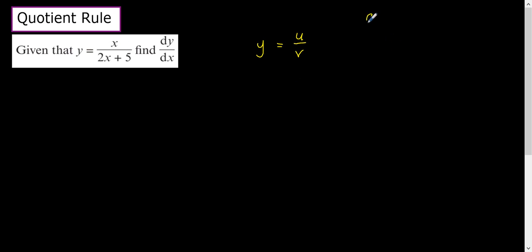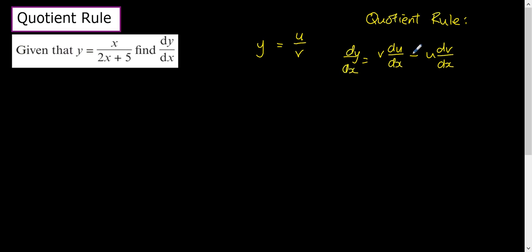And the quotient rule for differentiation is as follows. It's very similar. So dy by dx is v multiplied by du by dx, same as before. This time I'm going to subtract u multiplied by dv by dx. Rather than add, I'm subtracting. And I'm going to take all that and divide it by v squared.